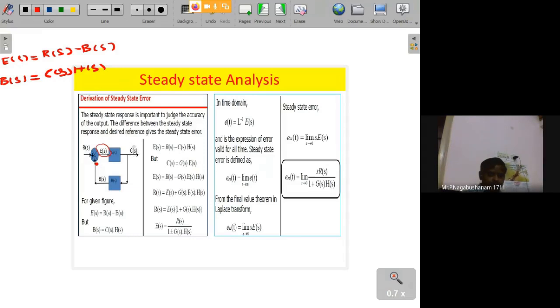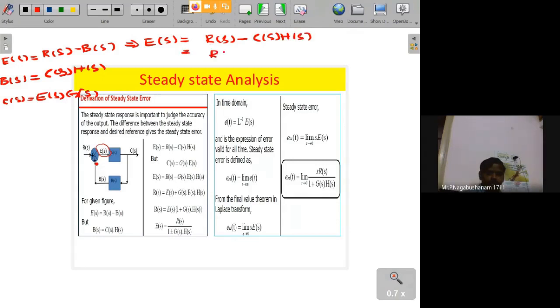Next, what about C of S? In this point also C of S, here also C of S. C of S is nothing but E of S multiplied with G of S. So C of S is equal to E of S into G of S. I'm going to write again. Replace the B of S value: E of S equals R of S minus B of S, which means C of S into H of S.